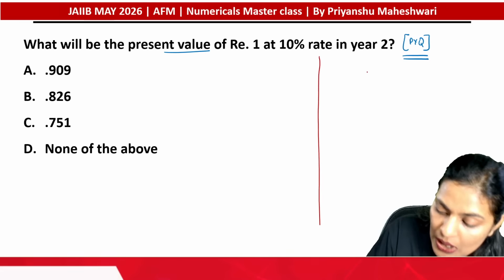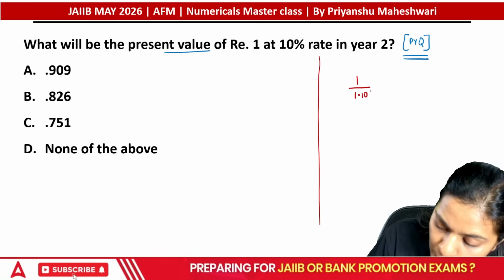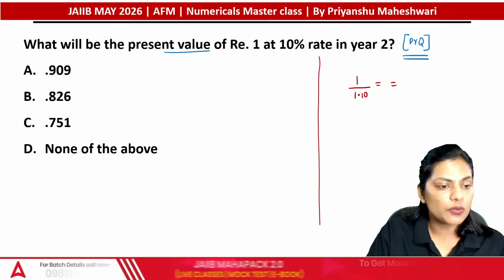How do I calculate it? 1 divided by 1.10 and press equals to 2 times.